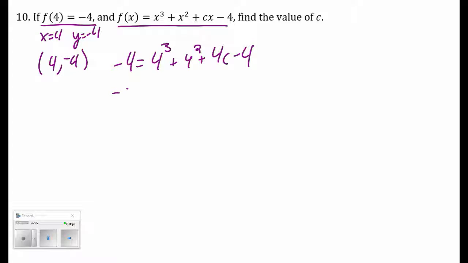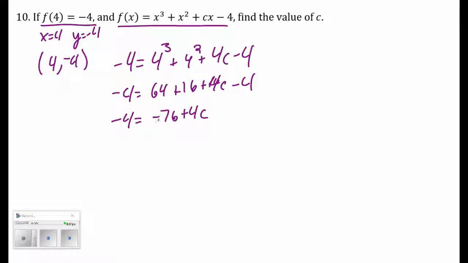Lots of 4's going on here. 4 cubed is 64, plus 16, plus 4c minus 4. Combine my like terms over here. I get 80 minus 4 is 76 plus 4c. Solve for c. This is just a nice simple linear equation. That's a positive 76 because 64 plus 16 is 80 minus 4 is positive 76.